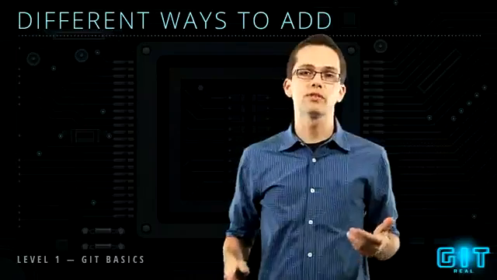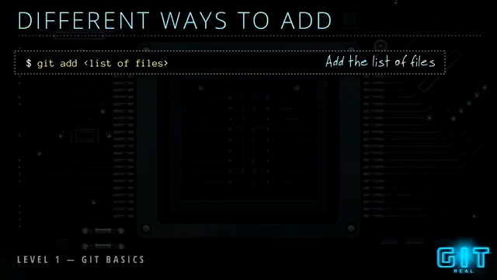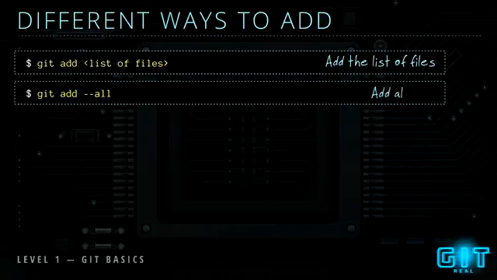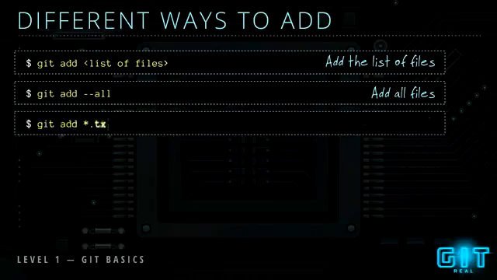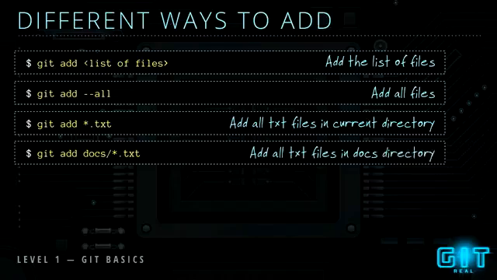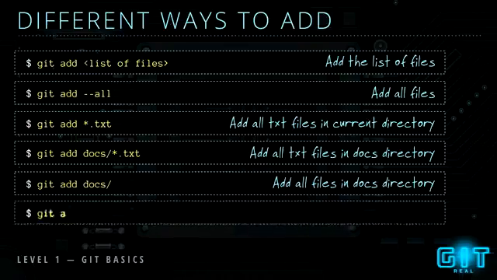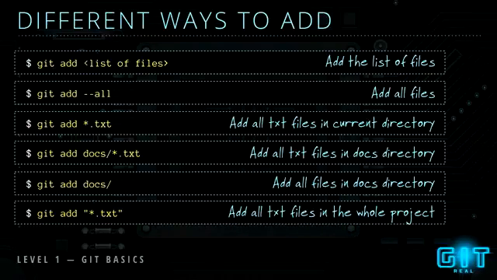Now we're going to go over some different ways to use the add command. As you saw, you can just simply list out files. You can use git add --all. Git add *.txt will add all the text files in the current directory. If we want, we can specify a directory like docs/*.txt. We can also just add all the files in a specific directory and all of its subdirectories by doing git add docs. And lastly, if you put quotes around "*.txt", it's going to add all the text files in the entire project.